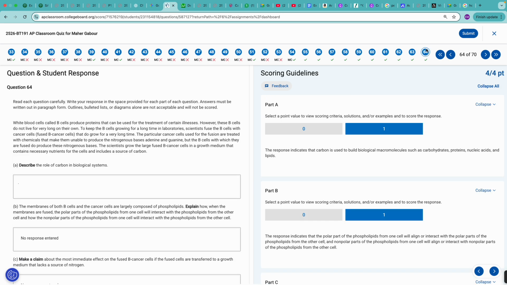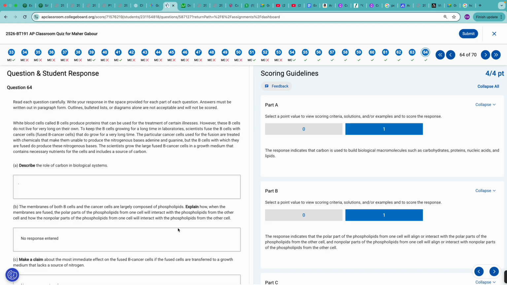Okay. 64. Describe the role of carbon in biological systems. We all know that carbon is a major part of carbohydrates, lipids, proteins, nucleic acids, everything basically. So we can say that the role of carbon in biological systems is to build the macromolecules: proteins, nucleic acids, lipids, and carbohydrates. Let's see the marking scheme. The response indicates that carbon is used to build biological macromolecules. You can just say macromolecules, such as carbohydrates, proteins, nucleic acids, and lipids.